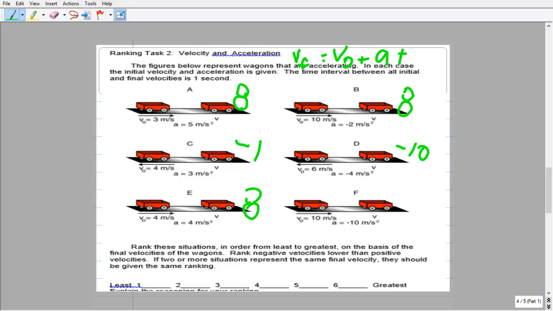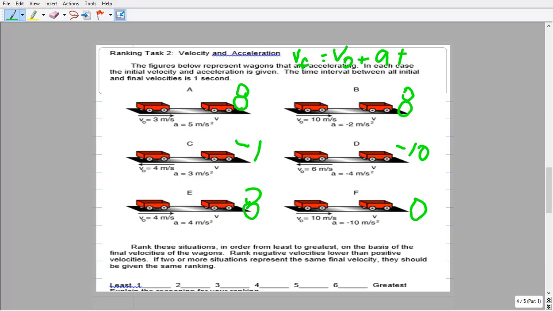And finally in F, I'm going at positive 10. My acceleration is negative 10. So I have to take away 10 meters per second of speed in 1 second, and therefore my velocity winds up being 0. So if I'm going to rank them from least to greatest, again, velocities do have both positive and negative values. I'm going to rank the negatives first.